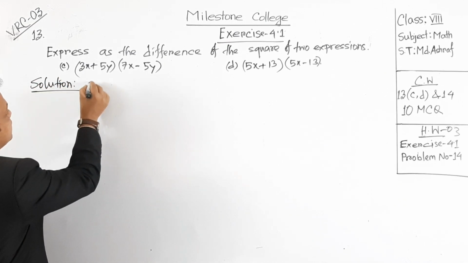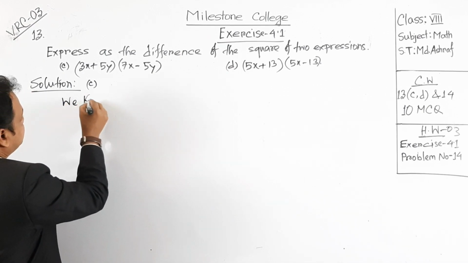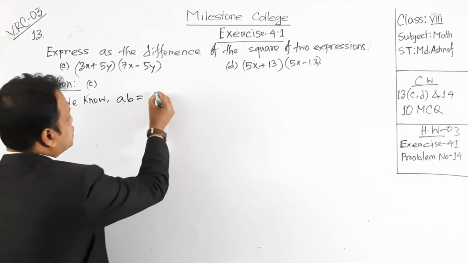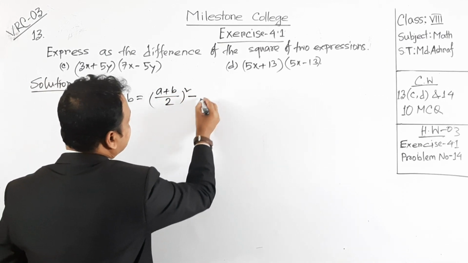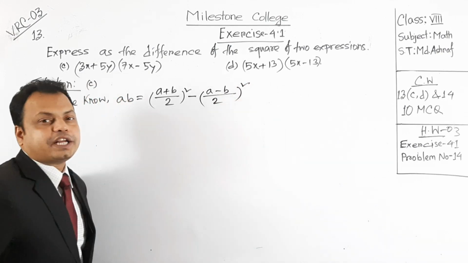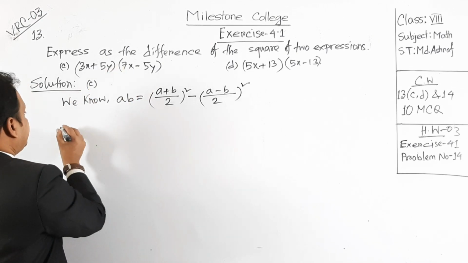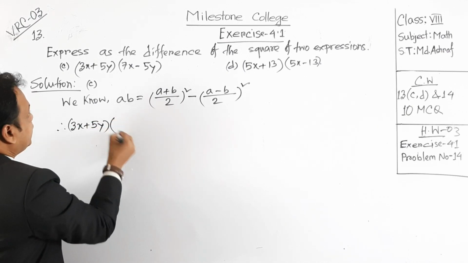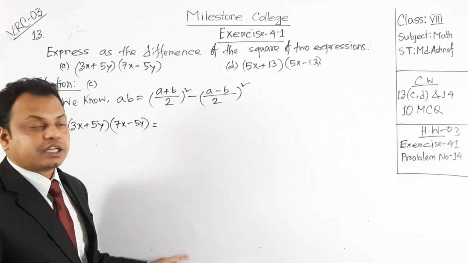Solution. Number 3. We know AB equals a plus b divided by 2 whole square minus a minus b divided by 2 whole square. So this is the corollary of AB. Now, think this one is A, this one is B. Therefore, 3x plus 5y into 7x minus 5y. We will apply this corollary here. Then what will we get?